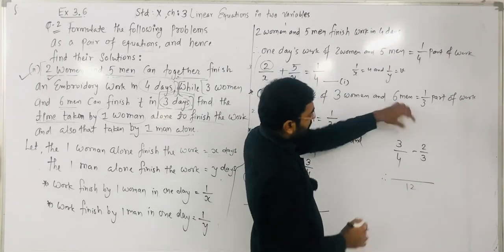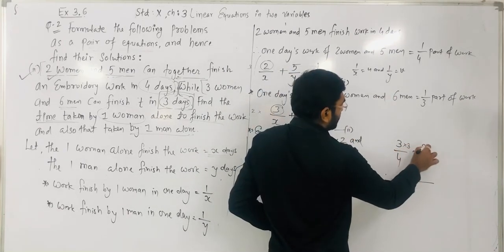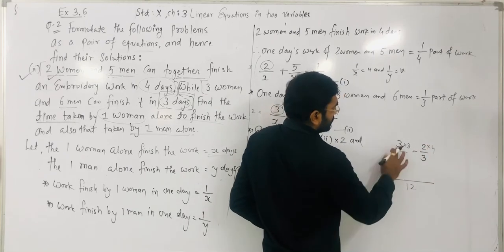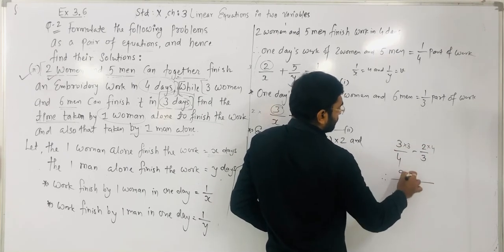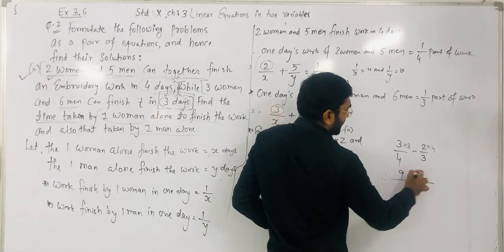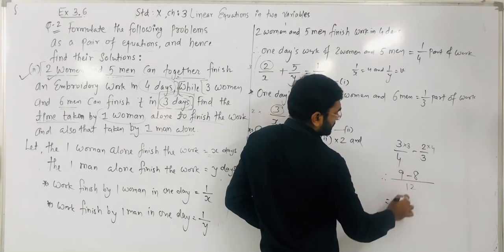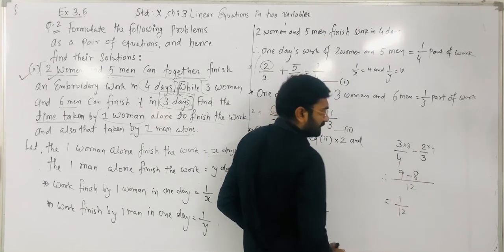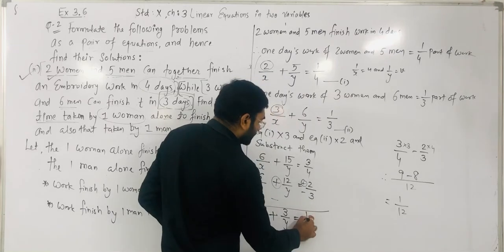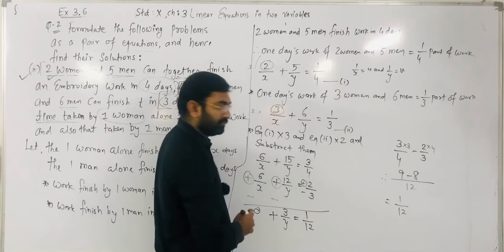Right? Here we need to multiply by 3 and here we need to multiply by 4. 3 3s are 9 minus 2 4s are 8. So here we get 9 minus 8, means what? 1 divided by 12. So here we get 1 divided by 12.